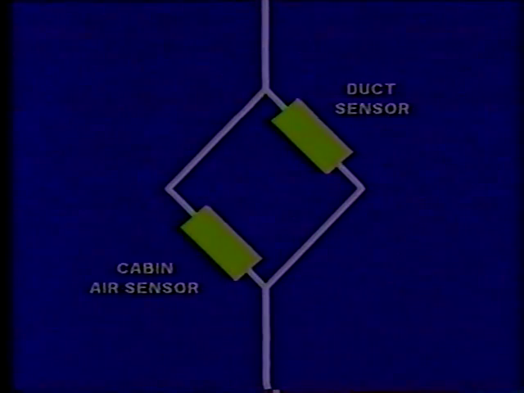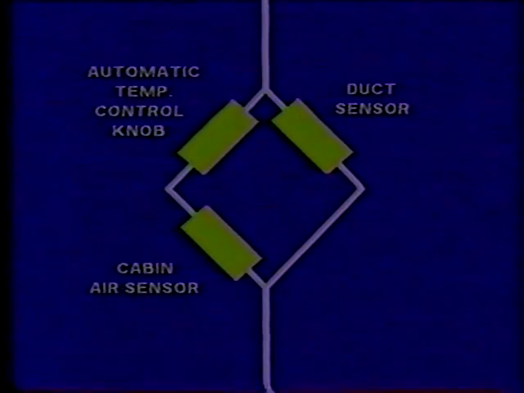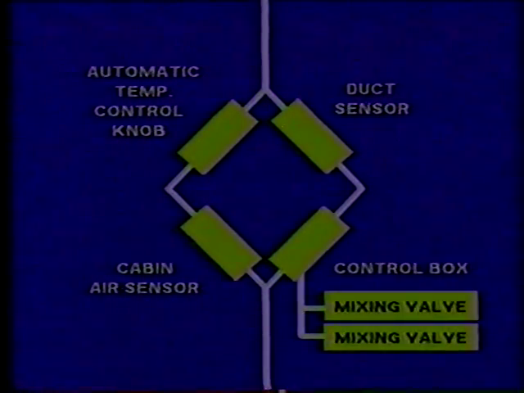is balanced against the temperature sensed by the cabin air sensor and the position of the automatic temperature control knob. The control box will adjust the hot air mixing valves until a balance is reached between the three sources of information. Thus, if the temperature in the duct changes for any reason, the temperature control box will adjust the position of the mixing valve as needed to ensure the cabin temperature remains constant.